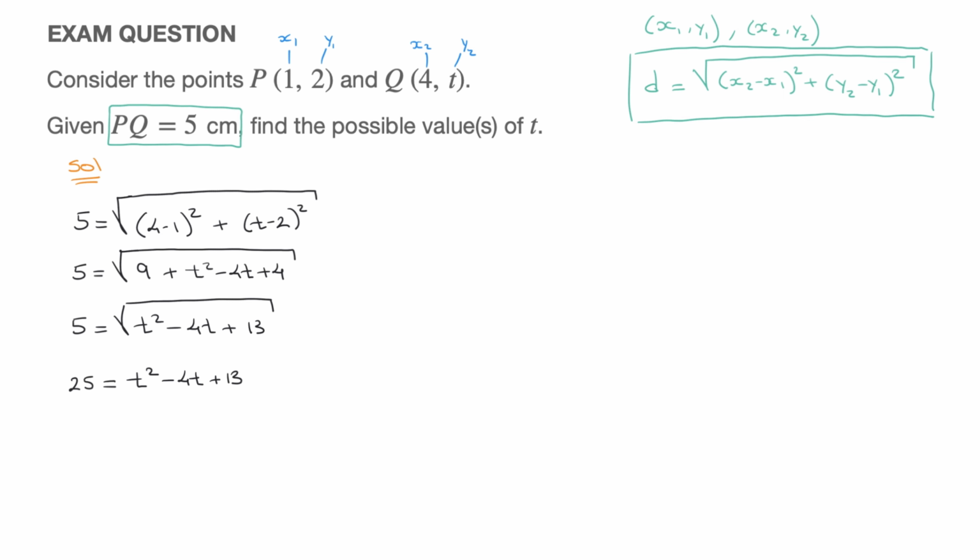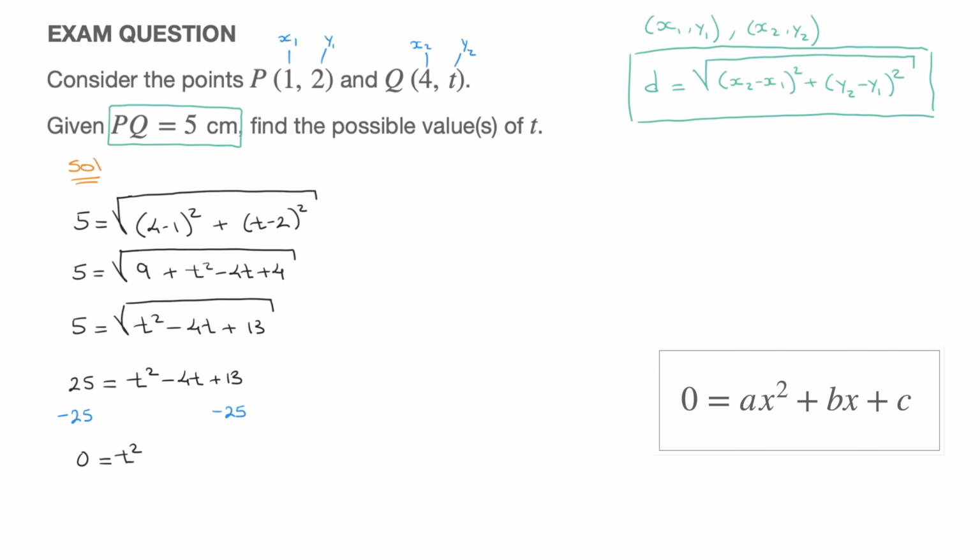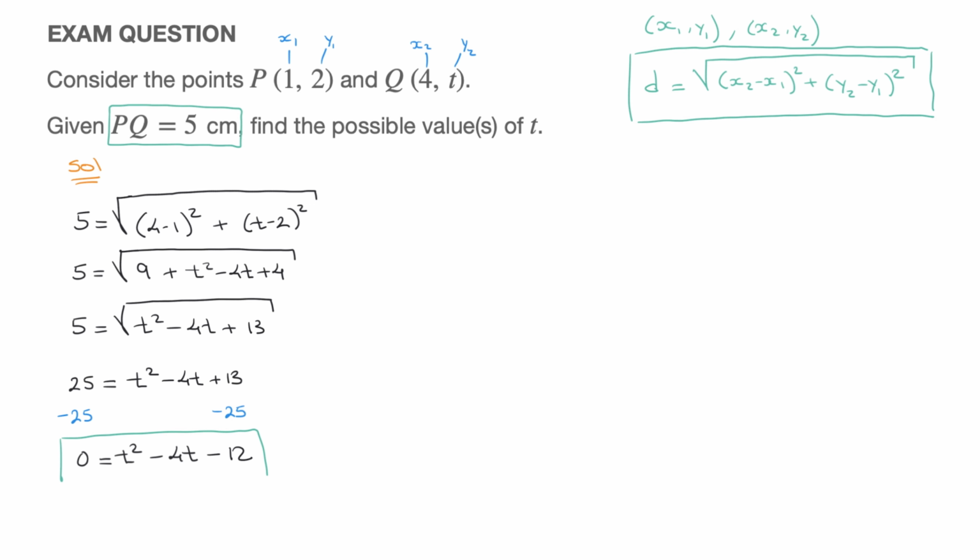We're nearly there. We're now going to rearrange things to make sure that this looks like a standard quadratic equation. And so for that, I'll subtract 25 from both sides of the equation, so that we have 0 equals t squared minus 4t plus 13 minus 25, which is minus 12. And I'll go ahead and box that result. There we go.